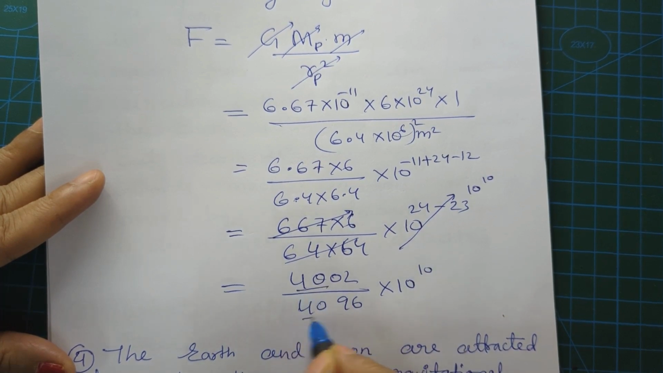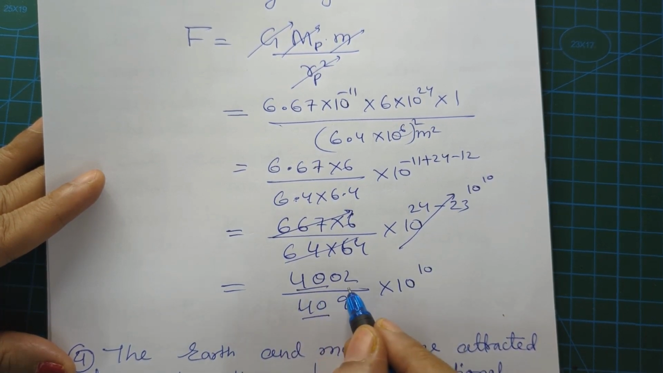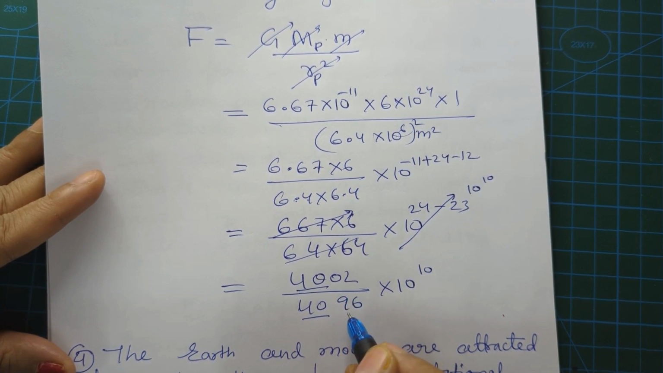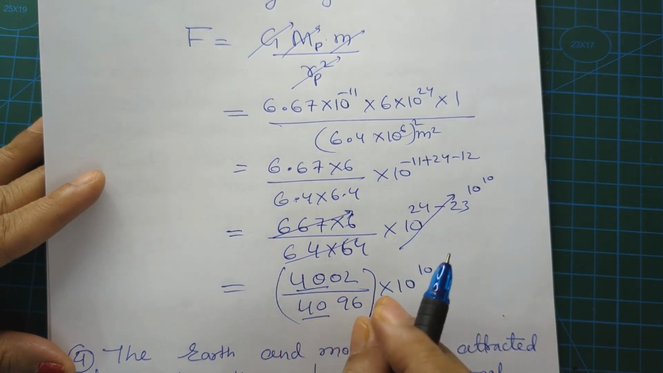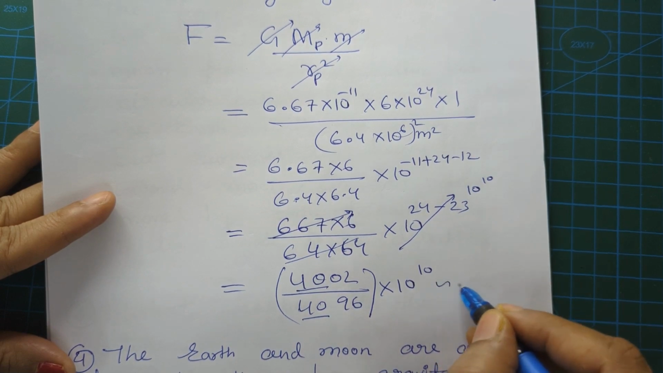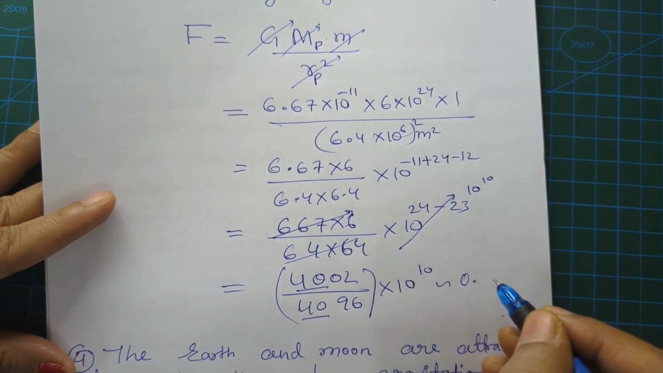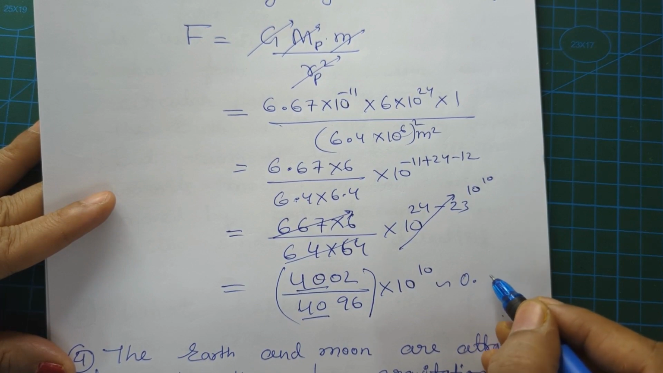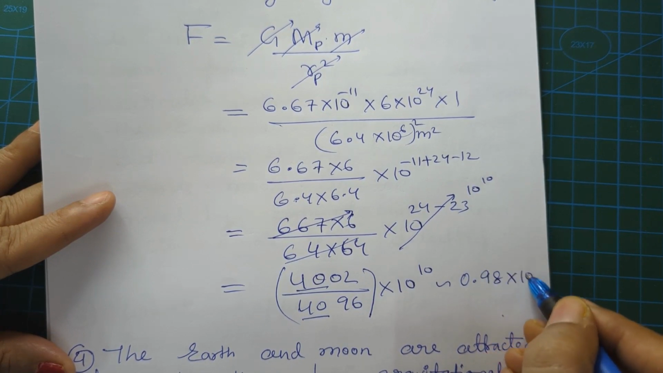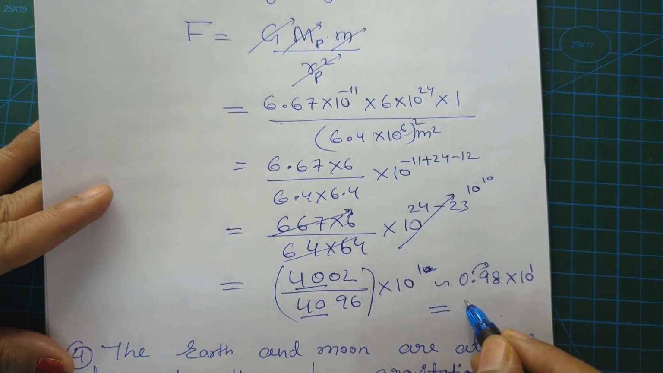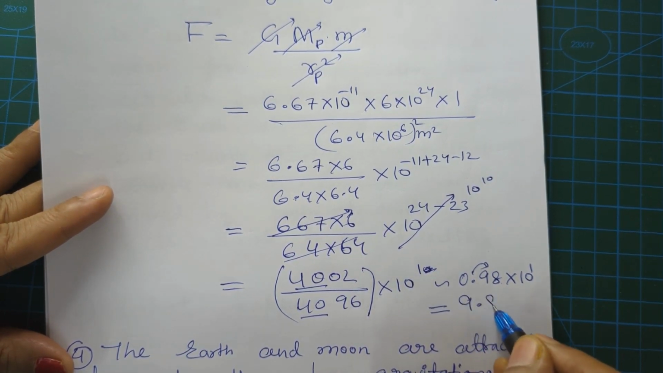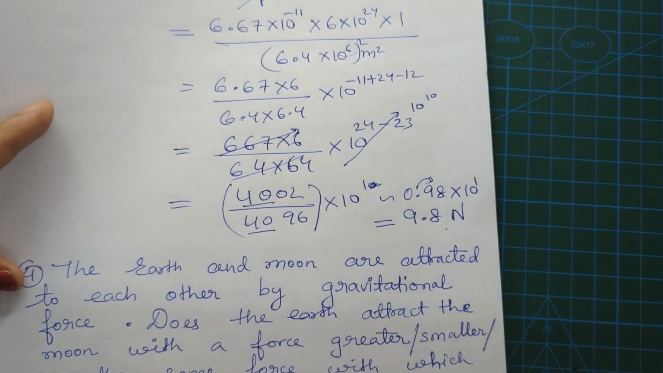Now see, 40 by 40 is 1. Now if you cross the border of 40, you have a small number, but the denominator is big. Whenever the denominator is big, the fraction value is less. So this division, when we do, should be a bit less than 1. A bit less than 1, we can take it as approximately equal to 0.98, into 10 to the power 1. So 0.98 into 10 means the decimal will shift one place. So the value of force of gravity is 9.8 newtons. So this is the answer to the question.